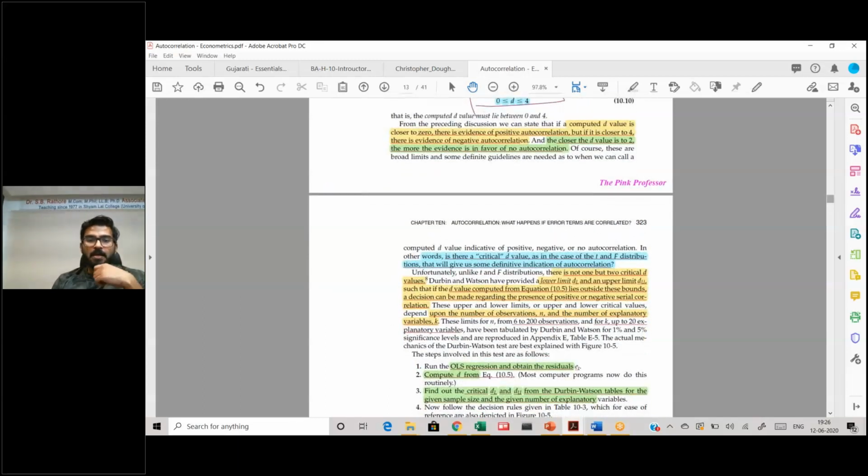Now, similar to all of your earlier statistics like the t statistic, chi-square test statistic, and F statistic, you will need a critical value to compare with this computed d. You have a computed d from your statistical software. Remember, we have 0.14 in our example. Now you need to compare this with a certain critical value. This is how you do hypothesis testing. Critical d.